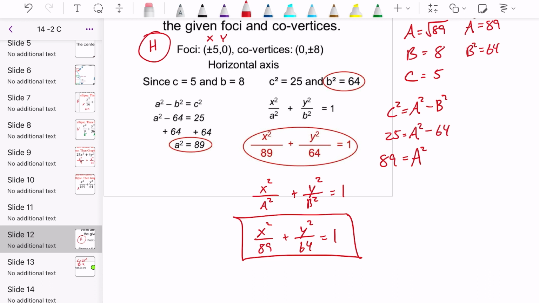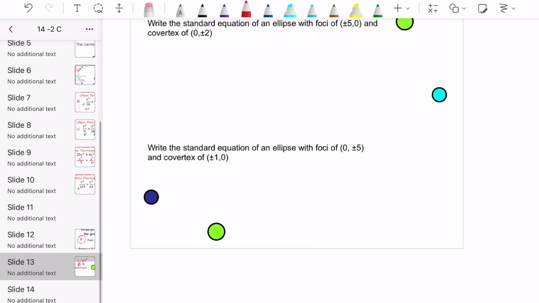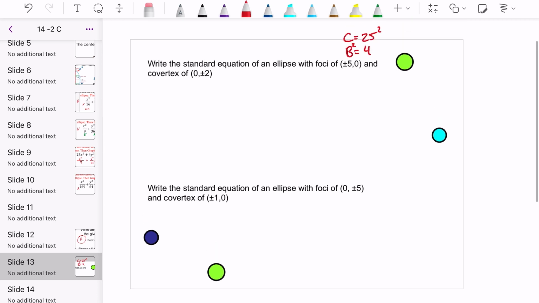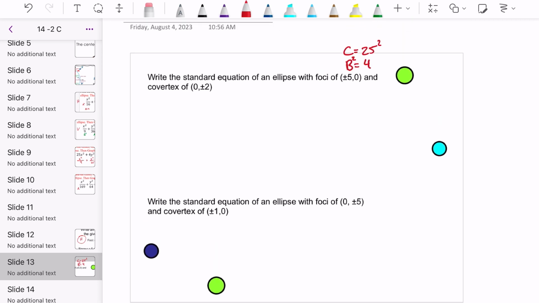Let's take a look at slide 13. In slide 13, we're doing something very similar, where we're going to lay out our equation no matter what, and go from there to determine whether it's going to be vertical or horizontal, and how that equation would look. So first, let's take a look at the foci. The foci is in the X position, which means that we're going to be moving left and right, and that this top equation is horizontal.